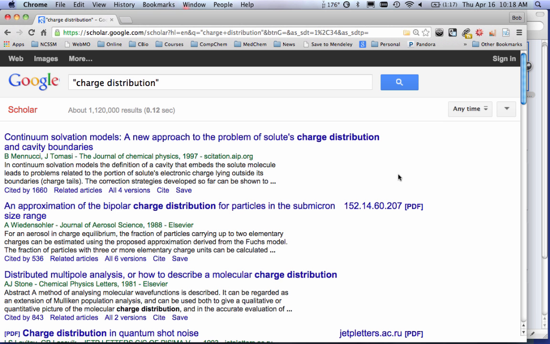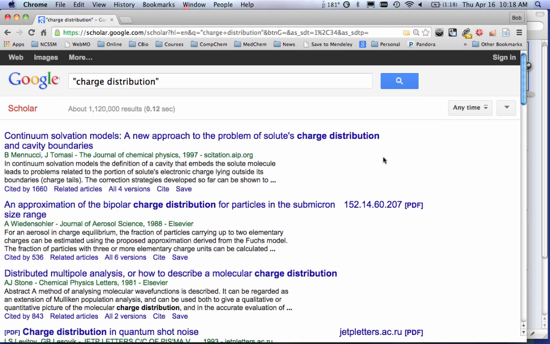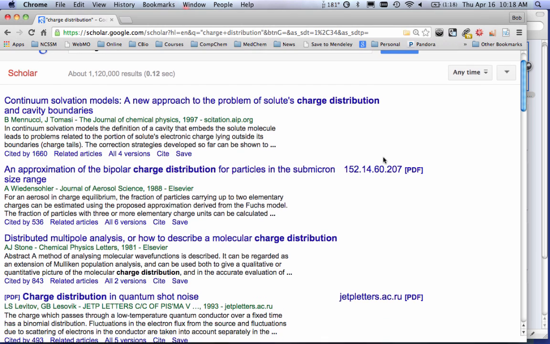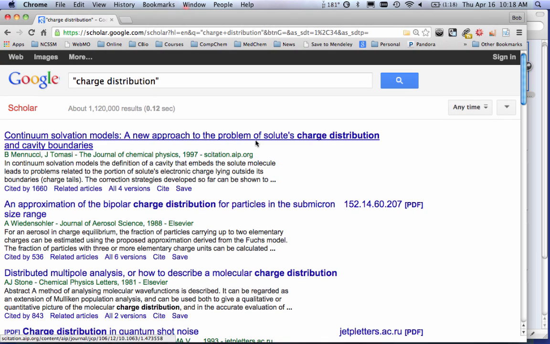Okay, I'm going to do a search on Google Scholar, and I got about 1.1 million results. That's a lot of things to go through. So what I'm going to do now is just start looking through some of these articles. I read the titles.